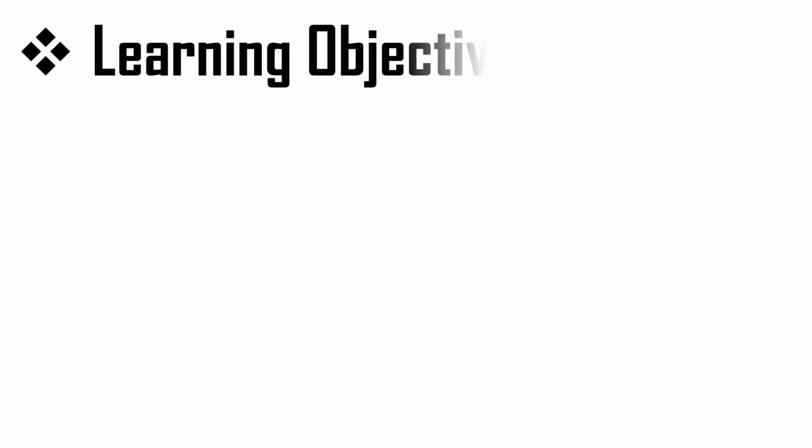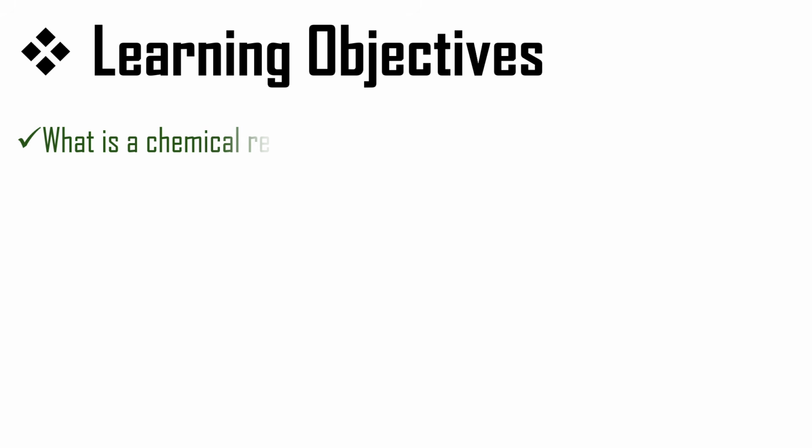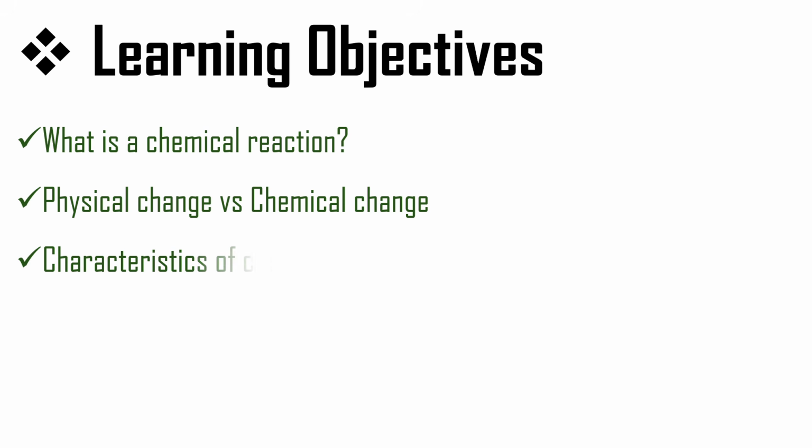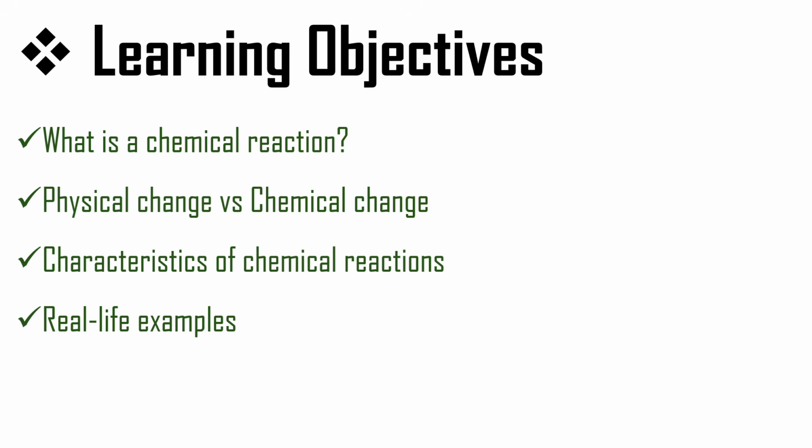Before we start, let's see what we will learn in today's class. By the end of this lesson, you should be able to explain the meaning of a chemical reaction. Then you should be able to differentiate between a physical change and a chemical change. You should be able to identify the common characteristic of chemical reactions and recognize chemical reactions from everyday life. If you understand these concepts well, the remaining part of this chapter will become much easier.